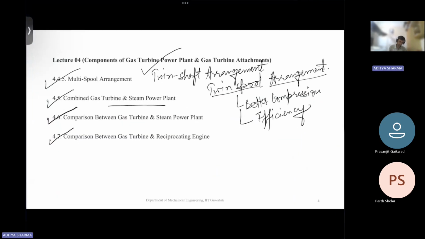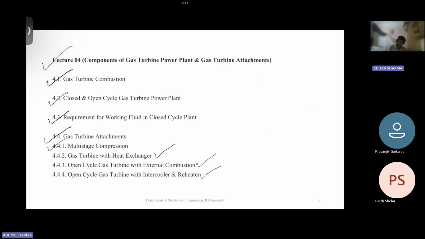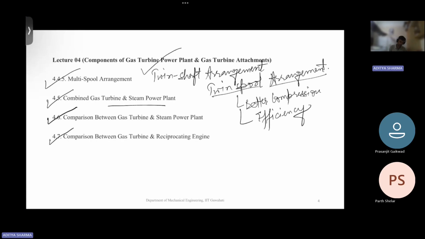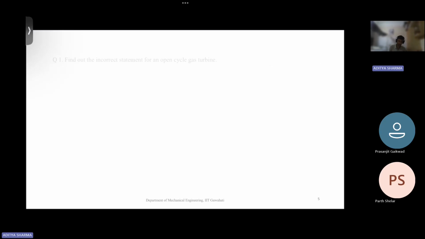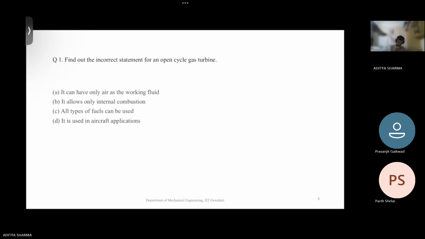Now after that, these are the topics of lecture 4: combustion, open cycle, closed cycle, working fluid, gas turbine attachments, spool arrangements, multi-spool arrangements, and comparison with other power plants. Then move on to questions. So first is this question. Please try to answer this.